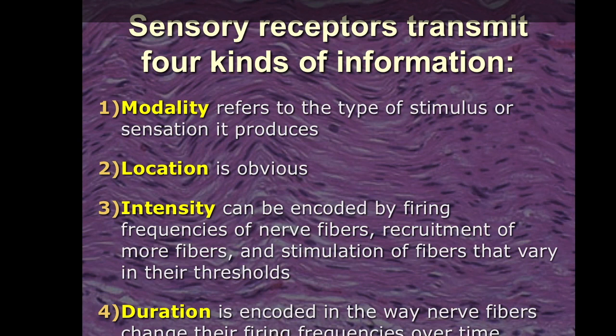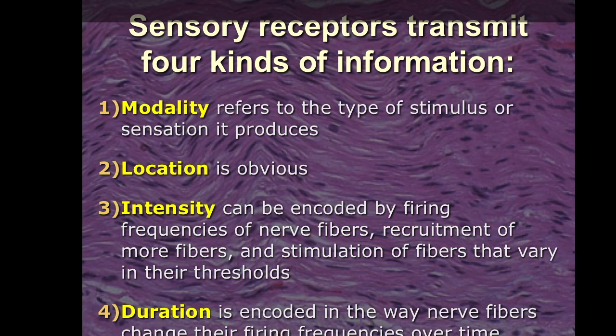Okay? So intensity can be sent in a couple different ways. It can be encoded by the firing frequencies of the nerve fibers. Okay? So think of it this way. If you get your arm cut off, maybe the receptor is firing super fast. Whereas if you just got a little paper cut, maybe it just says, I'm hurting a little bit over here, and it fires a lot slower. Okay, so we can send it by intensity or by the frequency.